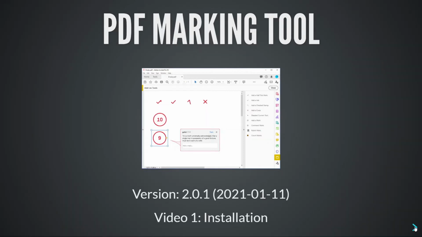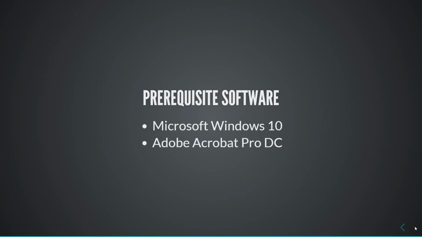To use the PDF marking tool, there are 2 critical dependencies. Firstly, the plugin is built for the Microsoft Windows 10 operating system. If you're using a Mac or a Linux machine, you will not be able to use the marking tool. Secondly, the PDF marking tool is built as a plugin for Adobe Acrobat Pro. You therefore must have Adobe Acrobat Pro installed in order to use the marking tool.